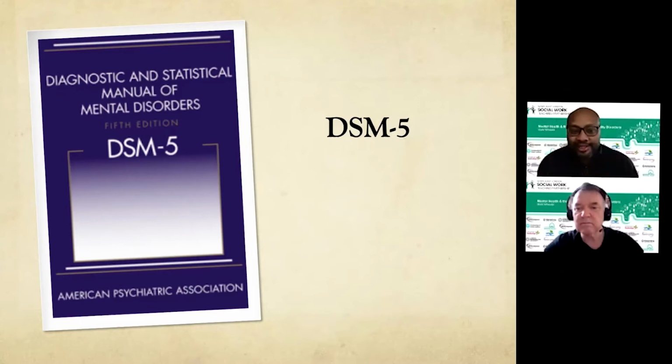The Diagnostic and Statistical Manual is published by the American Psychiatric Organization, which is a private for-profit organization. And I say that because this is the 5th edition.